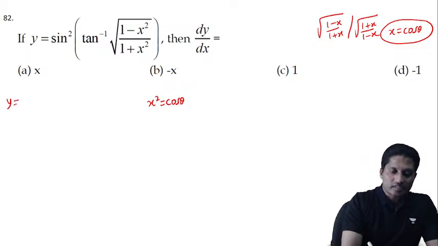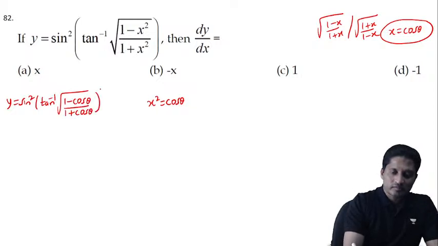Y is equal to sine square of tan inverse of root of 1 minus cos theta divided by 1 plus cos theta. Y is equal to sine square of, this is tan inverse of, 1 minus cos theta is 2 sin square theta by 2, and 1 plus cos theta is 2 cos square theta by 2.